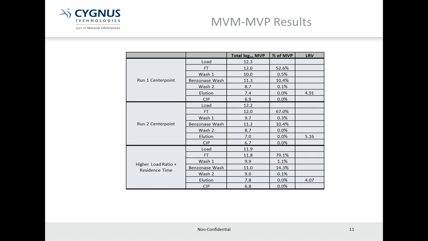When we changed the conditions to load a higher capacity onto the resin and slowed the flow rate down, which is what was thought to be worst case, we did see an impact in terms of the LRV. From about an LRV of 5, we now have an LRV of about 4. So we lost 1 log of clearance by changing those parameters.